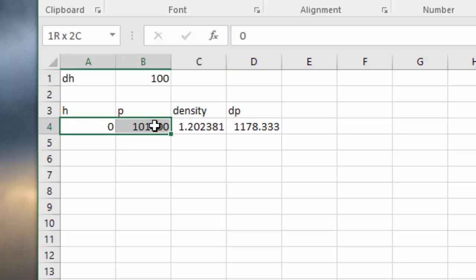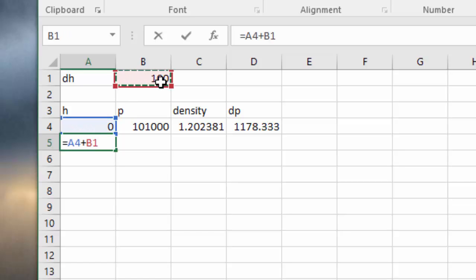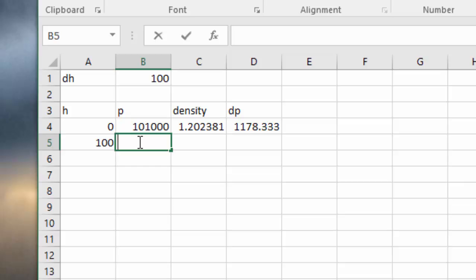Alright, so now we should be all set up, and we need to set up a new height over here. New height equals the old height plus the height step. And we'll need to put dollars there, so the height step always refers to the same absolute cell. The new pressure is going to be equal to the old pressure minus the pressure gradient.